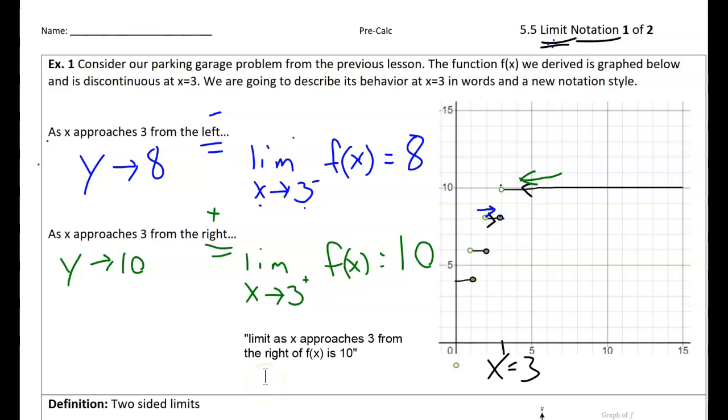So the limit is really just the limit as x approaches 3 is this part. From the right, well, is the plus, and then f of x is what we're talking about, is our equal sign, 10 is the value. So again, say that out loud, read that out loud, and try to connect those pieces in your mind if you're in a place where you can do that.